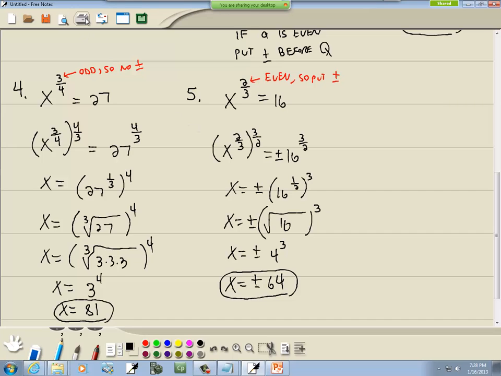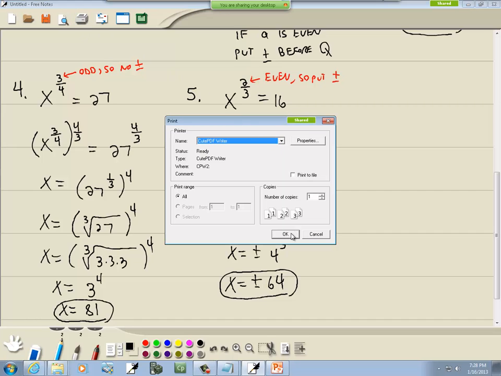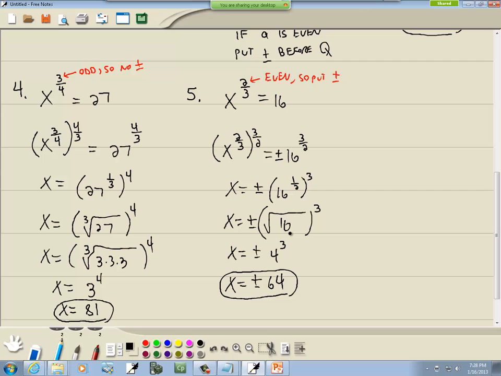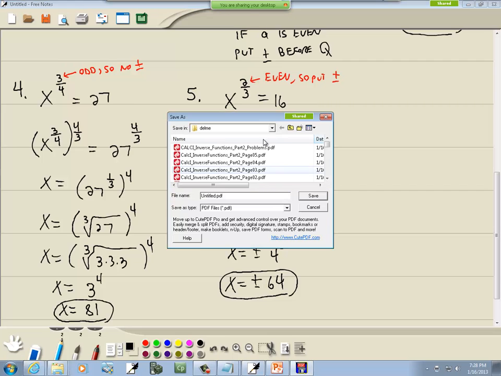Let me save this page. Okay, so we got... This is exponential and logarithmic functions, page 01.pdf.